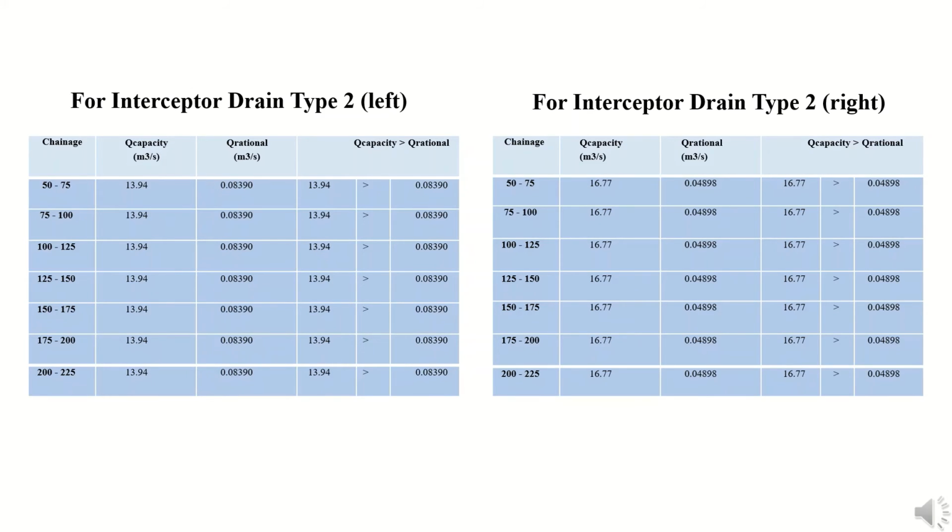For left side of interceptor drain in change 50 to 225, we can see the value of Q capacity is 13.94 and its value is bigger than the Q rational, which is 0.08390. For the right side of interceptor drain in change 50 to 225, the Q capacity is 16.77 and its value also bigger than its Q rational, which is 0.04898.